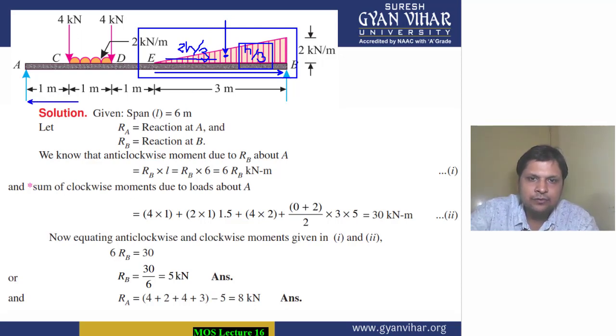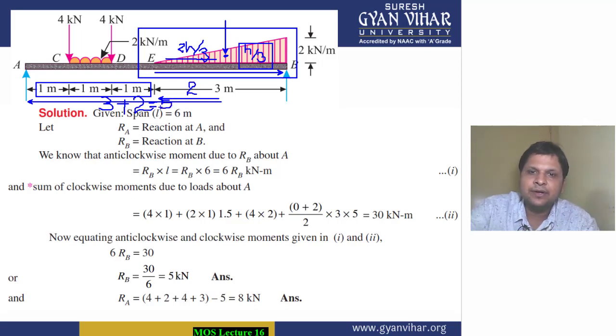So the distance from point A to the center of this UVL will be equal to how much? From here to here, this particular distance, as I have told you, is equal to 2h by 3, means it is equal to 2. And the remaining from here to here is equal to 3. So 3 plus 2, students, this will give you the location of the concentrated load due to this UVL at a distance of 5 meter from point A.